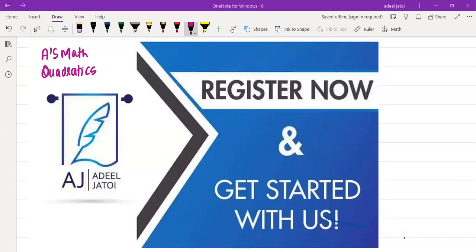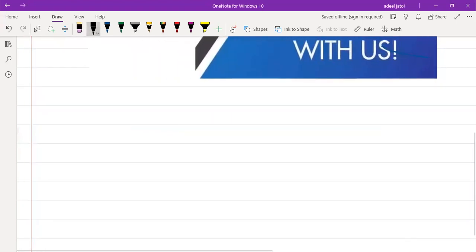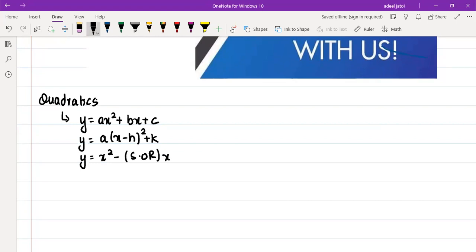Quadratics. Now, when we start off with quadratics, we should be knowing the equations. y is equal to ax square plus bx plus c. y is equal to a(x minus h) whole square plus k. y is equal to x square minus (sum of roots) x plus product of roots.